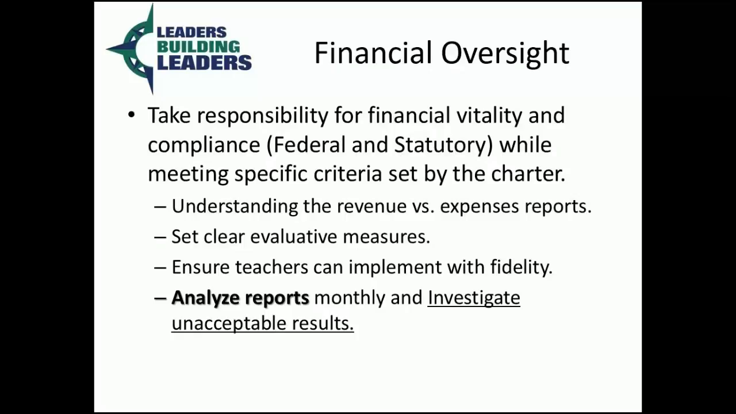Set clear evaluative measures for your finances. Every year, your goal is to save $200,000, and every quarter, you should be saving about $50,000. If I only save $40,000 the first quarter, I don't adjust my goal, I adjust my action. Now I need to save an additional $3,300 each month to make up that $10,000. Okay, how do we adjust that action in the budget? Analyze reports monthly and investigate unacceptable results.